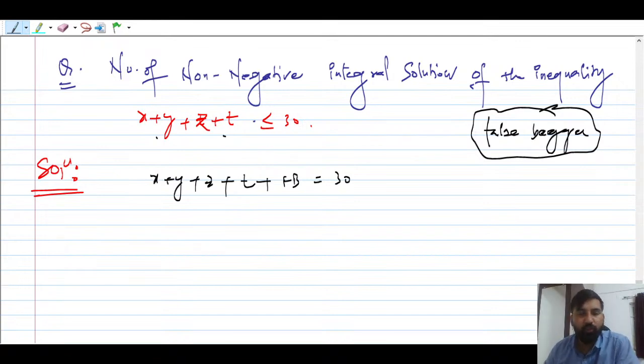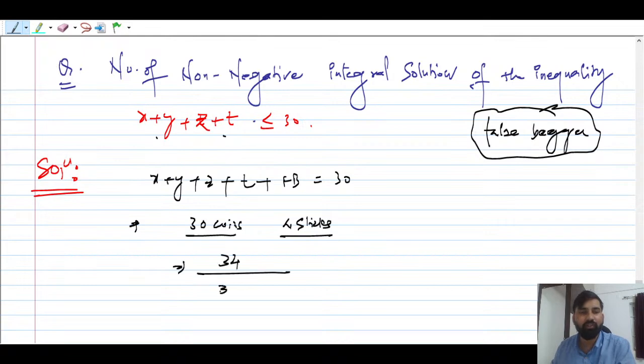Okay. So what we can do here is, now, how many beggars are there, you see? How many beggars are there, that you have to keep in mind. So there are 5 beggars. So you have to take 4 sticks, and how many coins are there? 30 coins. You can say that 30 coins are there and 4 sticks. So how many ways are there? 34 upon 30 factorial and 4 factorial.